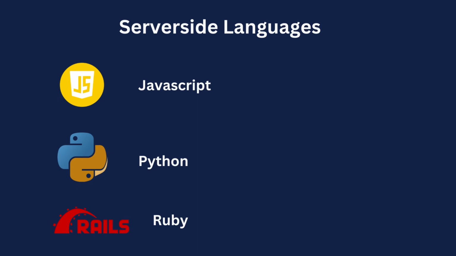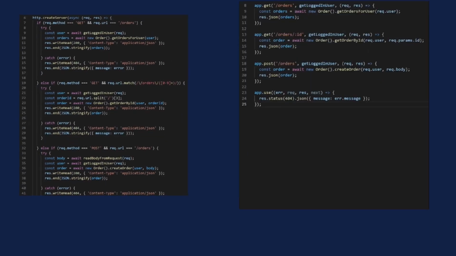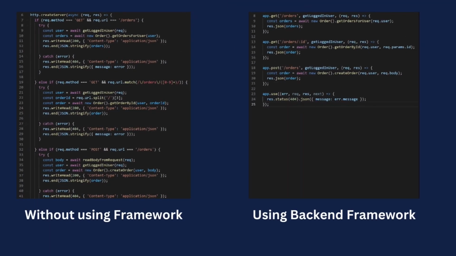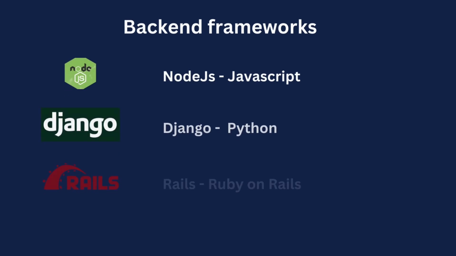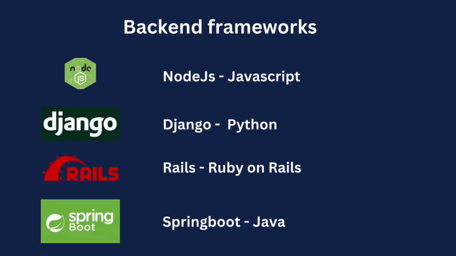To build this kind of website, after knowing these technologies, we can look at an example here, one without a framework and then one with a backend framework. Without the framework, it's a little bit tedious, it will take a lot of time. We have several frameworks that we can use. For example, we have Node that is built with JavaScript, we have Django that is built with Python, we have Ruby on Rails that is built with Ruby, then we have Spring Boot that is made of Java.